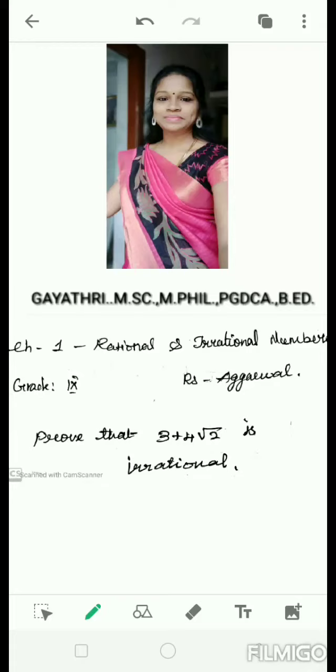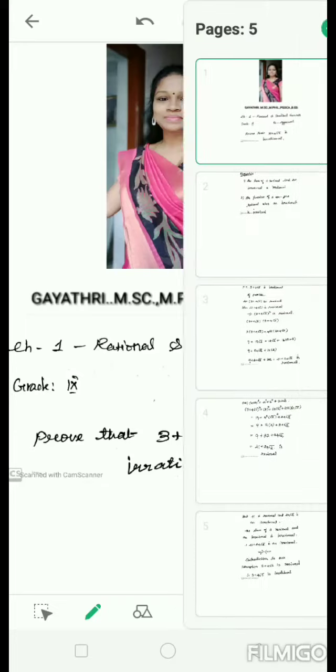From my first video till now, I have been teaching various problems about rational and irrational numbers. In this video, I am going to explain how to prove that the sum of a rational and an irrational number is irrational. For that, I have chosen to explain that 3 plus 4 root 2 is irrational. Before starting this problem, I just want to discuss the properties of rational numbers.